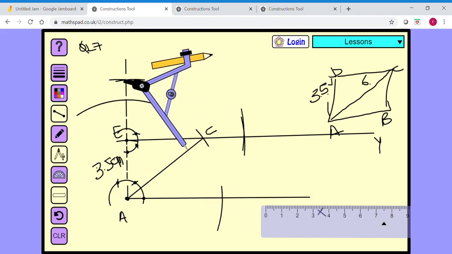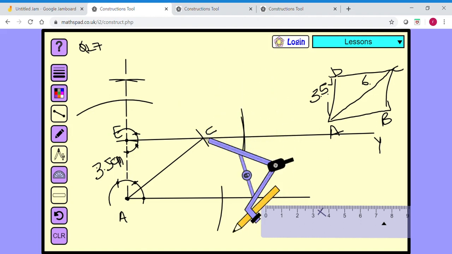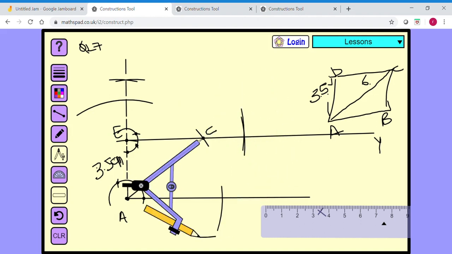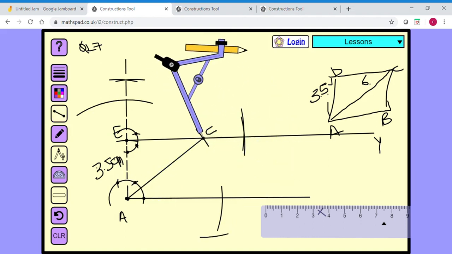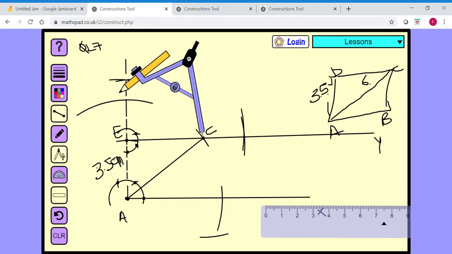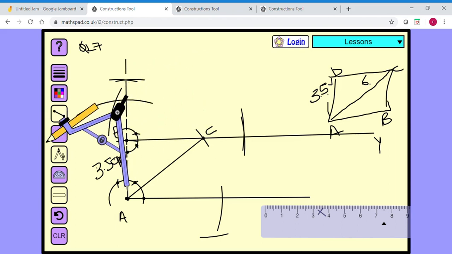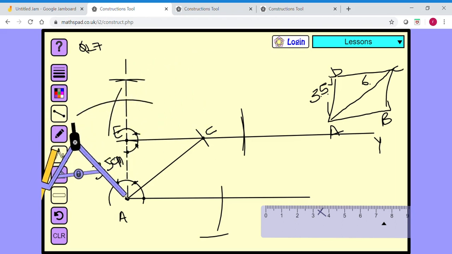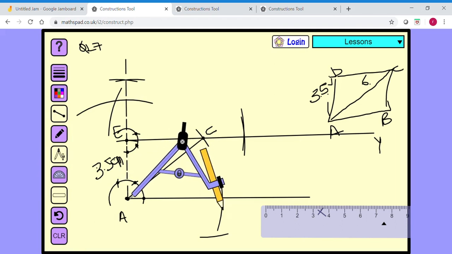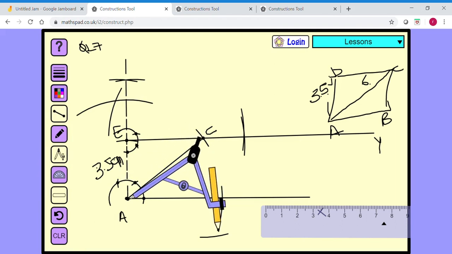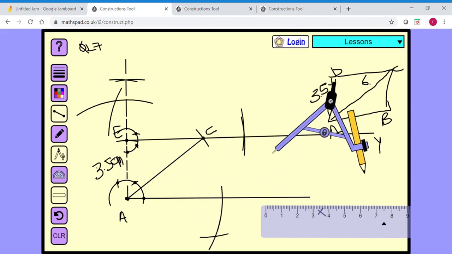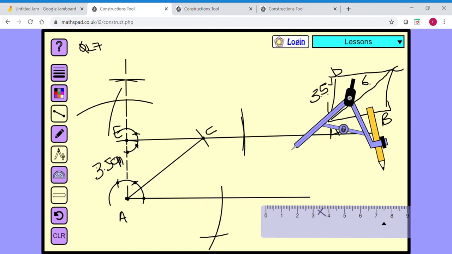I pick it up, keep it at point C, and I cut this first arc somewhere here. Didn't cut, so I will have to extend my previous arc, and I cut this arc somewhere here. I again go back to A and I cut my previous arc. Yes, I extend my previous arc. Perfect. Now I take a scale and I join both these points.